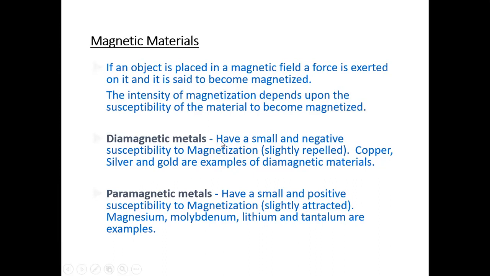Diamagnetic metal means it has a small and negative susceptibility to magnetization, slightly repelled. If you try to magnetize this diamagnetic material, it will repel, it will oppose magnetization. Copper, silver, and gold are examples of diamagnetic metals. Now, paramagnetic metals have a small and positive susceptibility to magnetization, slightly attracted. Examples are magnesium, molybdenum, lithium, and titanium.